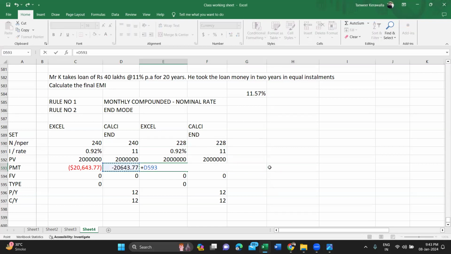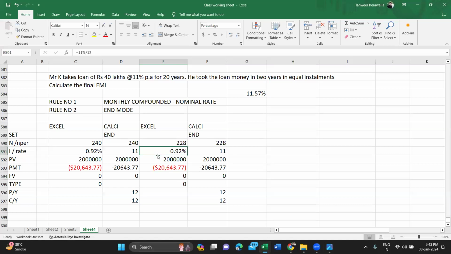It's 0.96, it's not 0.92. Which one? The interest rate for both of it. Can you check it once? 0.96, I think so. No, this will remain the same, because we divide by 12. Yeah, 11.57 divided by 12, right? Could you do that once? 11.57 divided by 12. That would be 0.96, I think so.